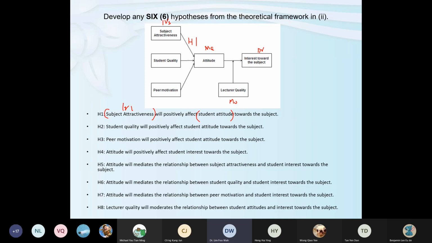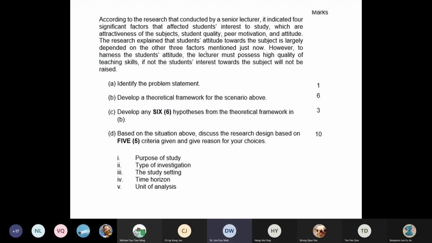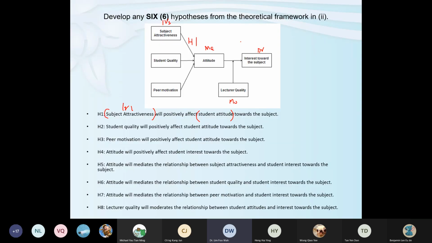You need to tell me the relationship between the two variables. You can also write there is a relationship between subject attractiveness and attitude toward the subject. Just copy it back. Usually we will write how the IV is going to influence the DV in terms of hypothesis: IV1, IV2, IV3 influence the DV. Usually we will write like this.